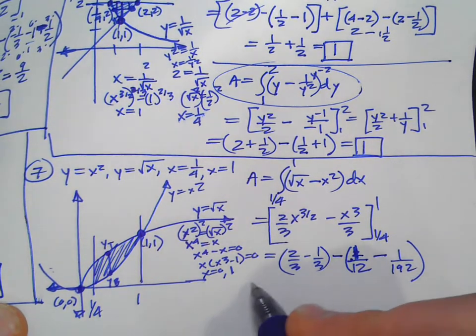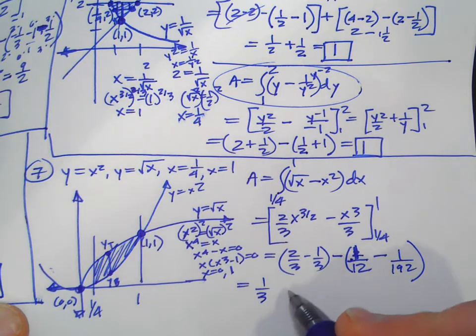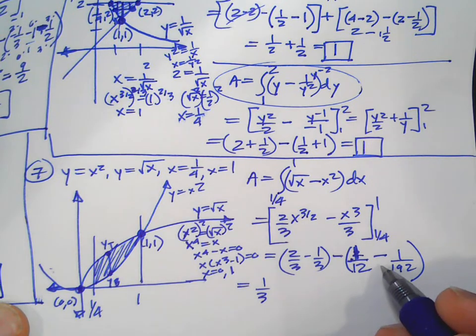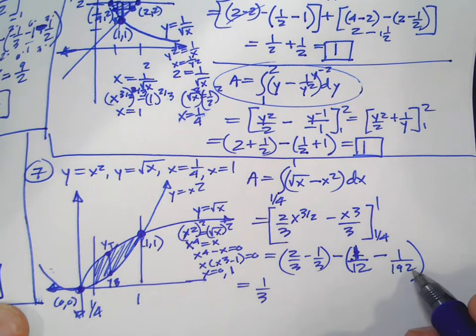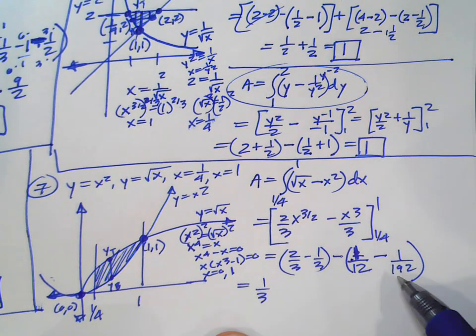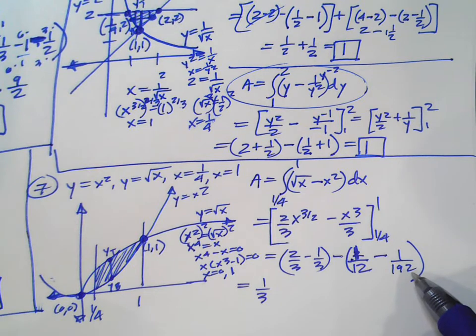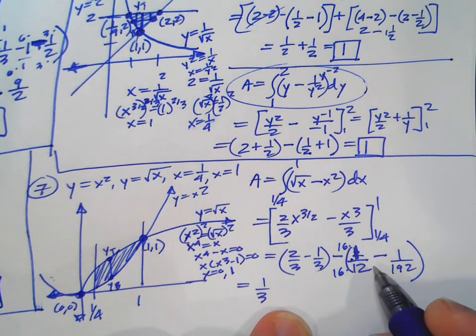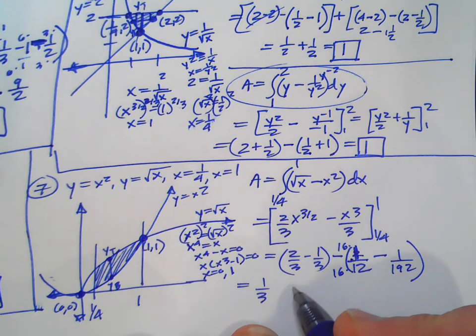Okay, so this is going to be 1/3, and this is going to be the least common denominator here, which would have to be 1 times 12 equals 192. Then you have another 72, which would be 6. So 16. So that's going to be 16 minus 1. That's going to be 15. So it's going to be minus 15 over 192.